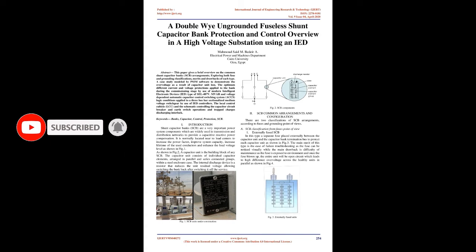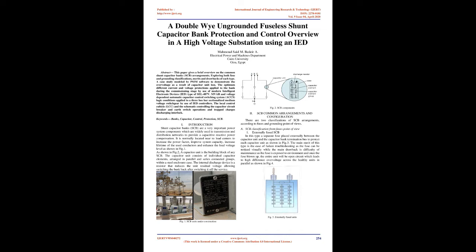Introduction. Shunt capacitor banks, SCB, are very important power system components which are widely used in transmission and distribution networks to provide capacitive reactive power compensation. It is normally located near load centers to increase the power factor, improve system capacity, increase the lifetime of the used conductors and enhance the load voltage level as shown in Fig.1.